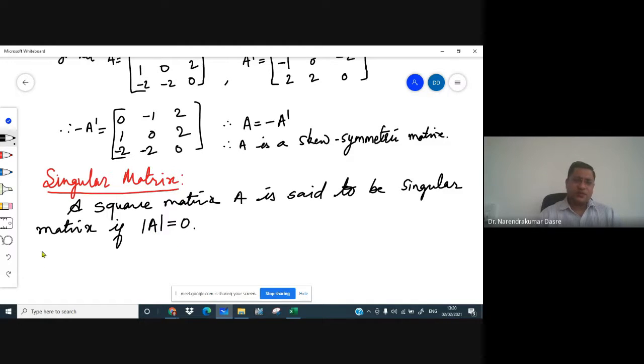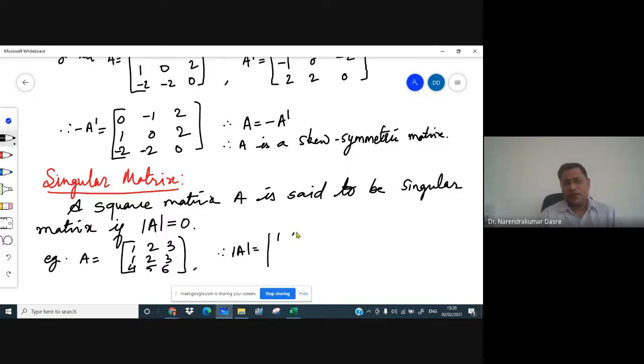So for example, you can have a matrix A equal to 1, 2, 3, 1, 2, 3, 4, 5, 6. Calculate the determinant of this matrix A. So we have the determinant of A, which is 1, 2, 3, 1, 2, 3, and you'll be having 4, 5, 6. So what is the value of this determinant? Use your calculator and find out.